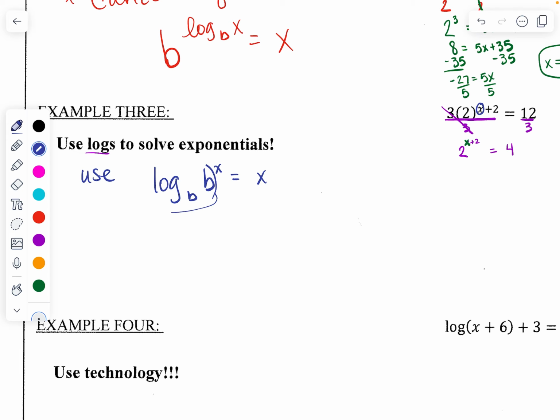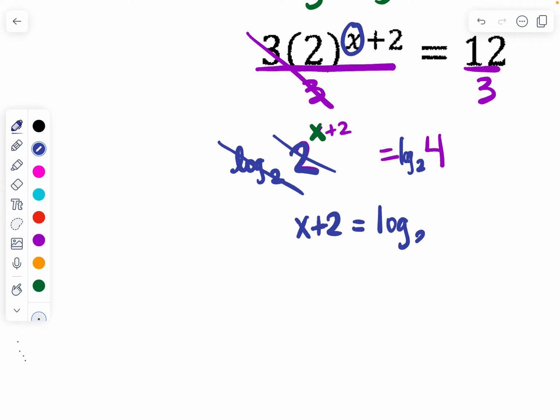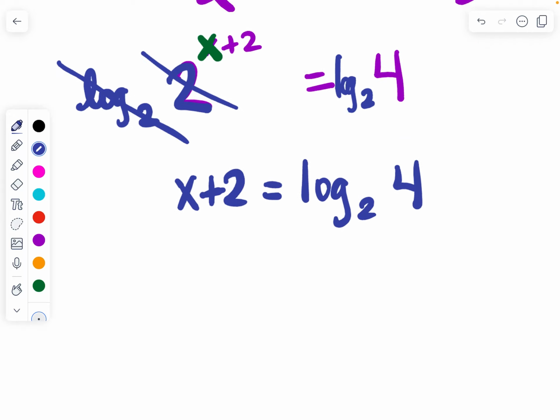So this part will cancel. Because this base number is 2, I'm going to take log base 2 of both sides. This will cancel that 2. That leaves us with x plus 2, as this exponent comes down, equals log base 2 of 4. We can solve this.